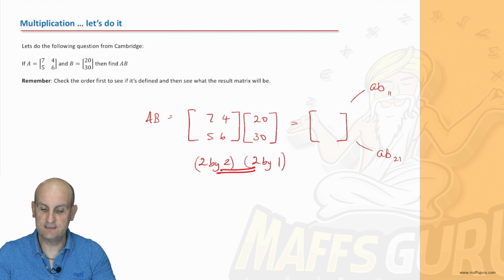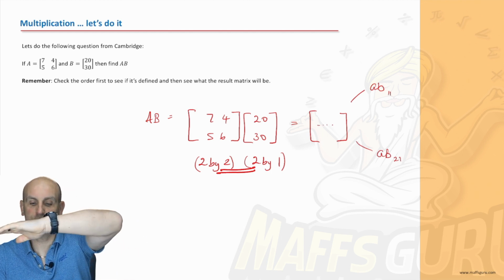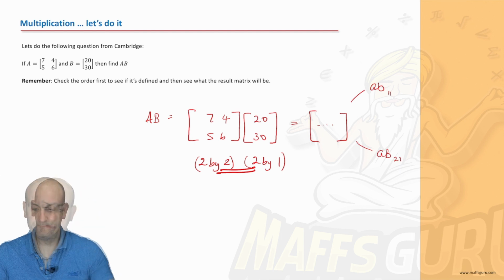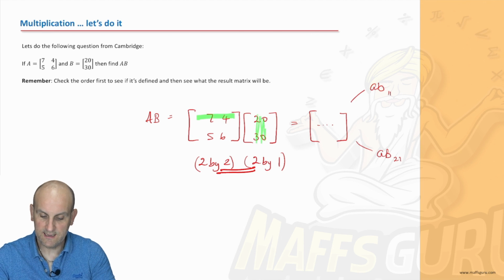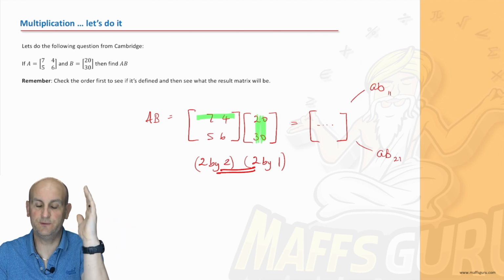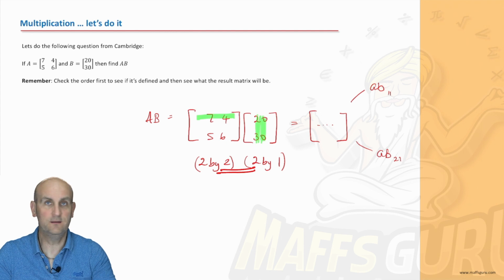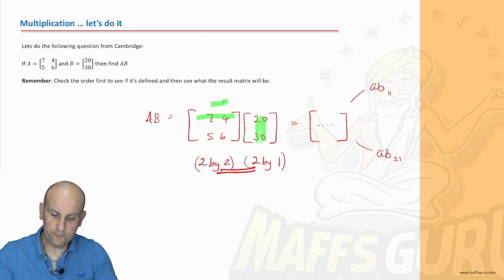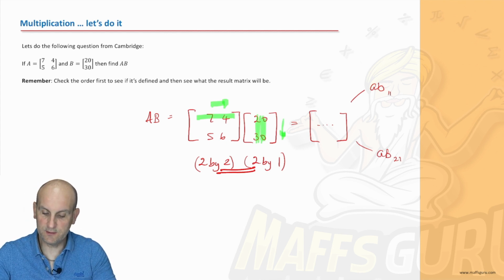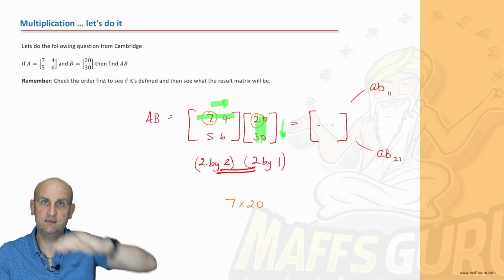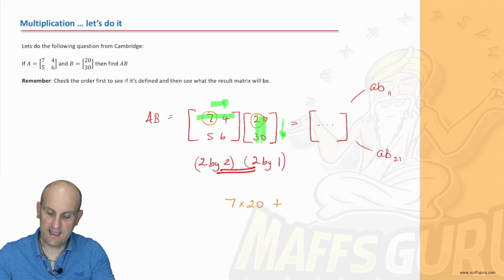So what it tells you is, to get the value here, I'm going to do the first row times the first column. So if I now use a highlighter, where is my first row? It is here. Where is my first column? It is here. So I'm now going to have to somehow do 7 and the 4 and times it by the 20 and the 30. How do we do that? Well, you go across the row and down the column. And what do I mean by that? I'm going to do the 7 times the 20, across the row and down the column. And then I add the 4 times the 30.